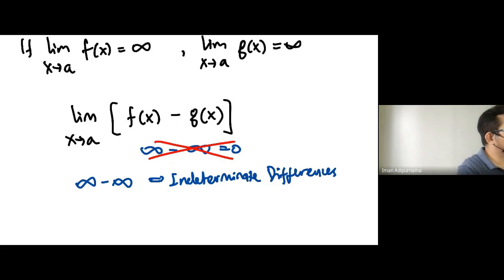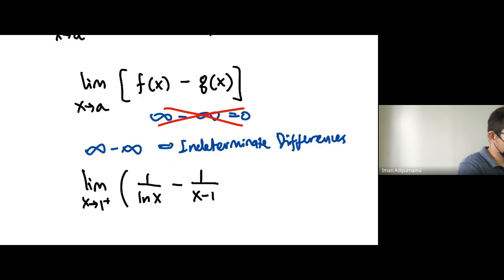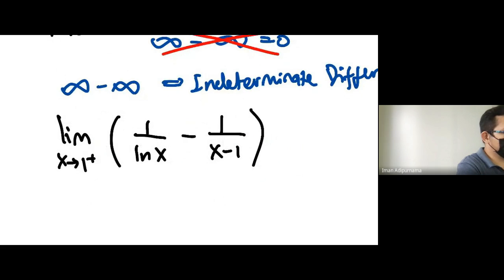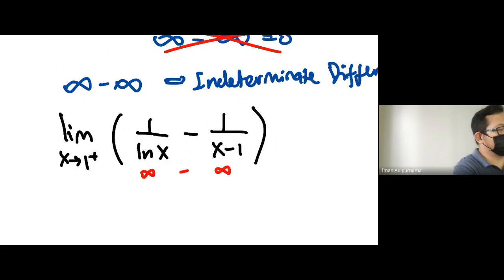Okay, let me give you an example on how to solve this type of limit. If you look here, both 1 over ln x terms will make 1 over 0, which is infinite. This will also be 1 over 0, which means it's infinite. So it's infinite minus infinite. It's an indeterminate difference. How do you solve this?